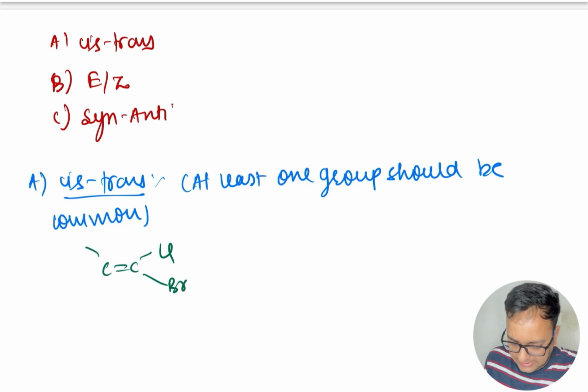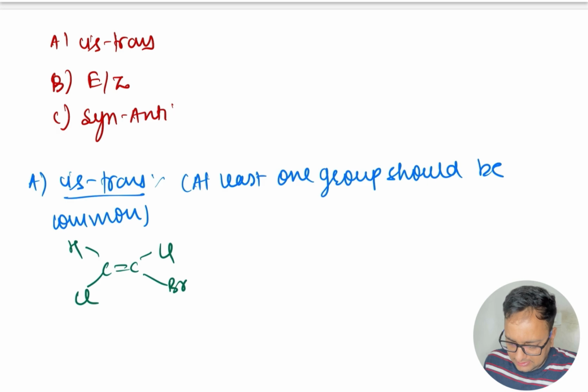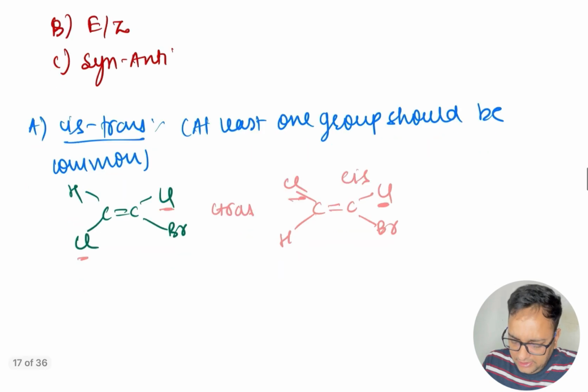Like we have C double bond C, with Cl, Br, H and Cl. So here one group means chlorine and chlorine. Among these, these two groups are the same. That is the condition for cis and trans isomer. When they are relatively far, that is known as trans. Or when they are relatively close, like Cl and Cl, they are relatively close, then it is known as cis. So trans is relatively far distance and cis is relatively close distance.